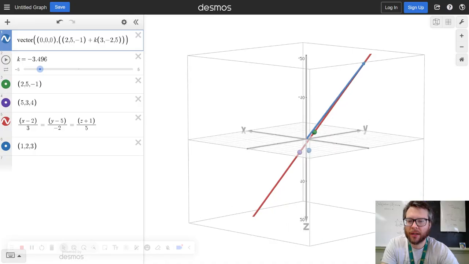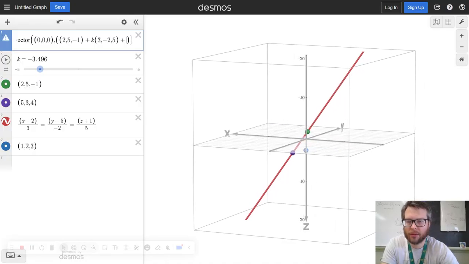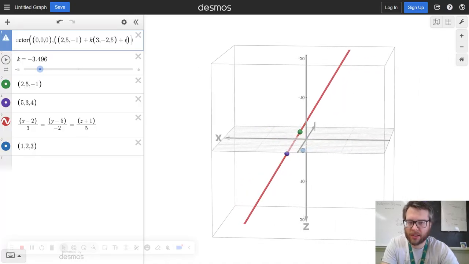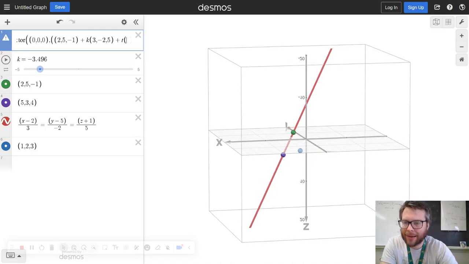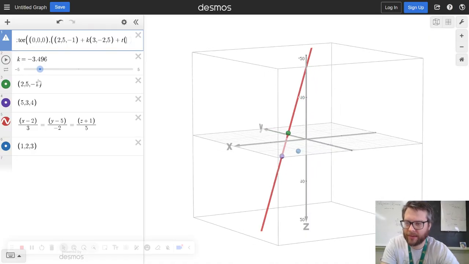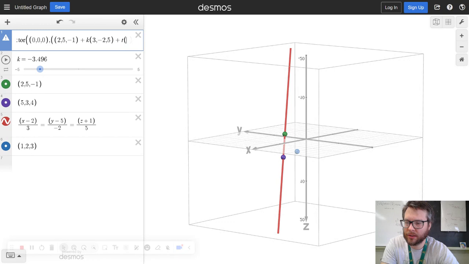I'm going to add on here another parameter. Instead of k, let's use t. And I'm going to add on another direction vector. This is going from green to blue.